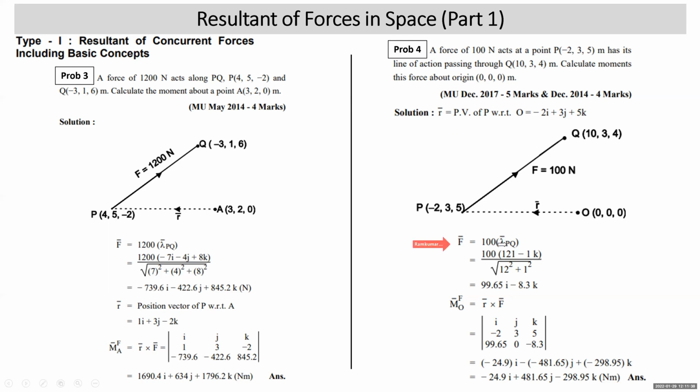Then you need to write the force in vectorial form. Force in vectorial form, F bar is equal to F into lambda PQ. 100 is the magnitude. Lambda PQ means what? PQ upon its mod. PQ vector, we will write it.